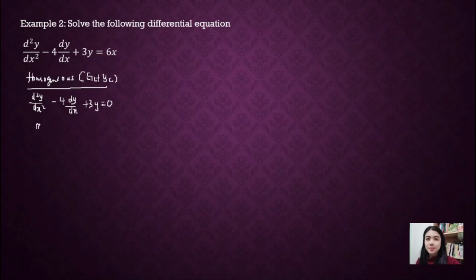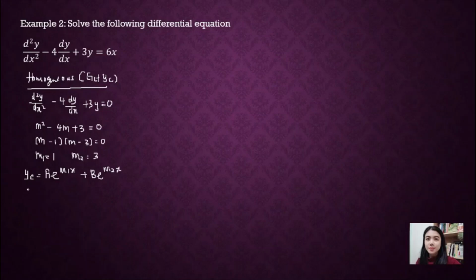So you have m squared minus 4m plus 3. Factor it and you will have (m minus 1)(m minus 3). This gives you m1 equals 1 and m2 equals 3. Since the values of m1 and m2 are different, your yc will be in the form of A e^(m1 x) plus B e^(m2 x).